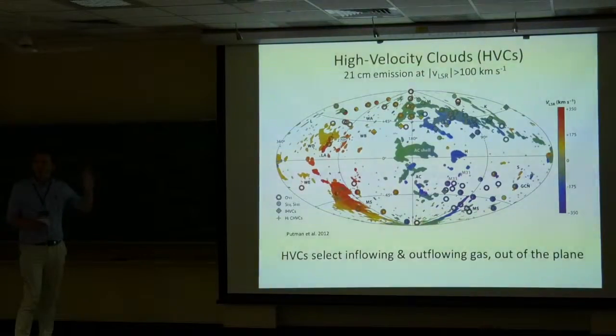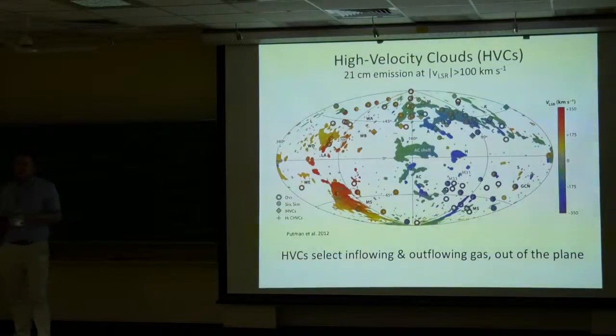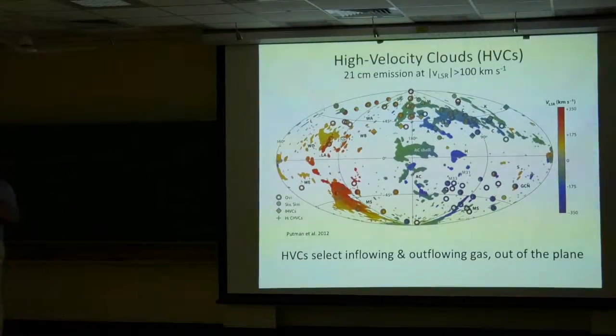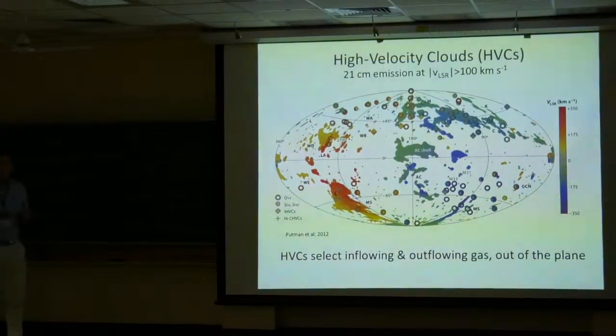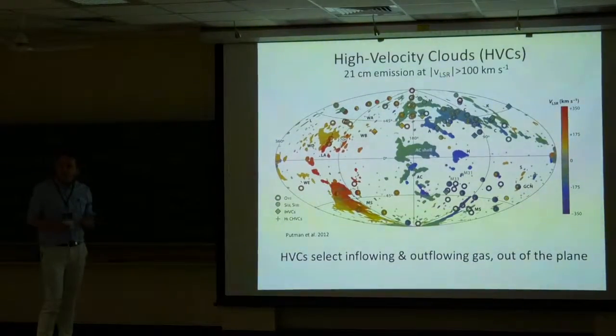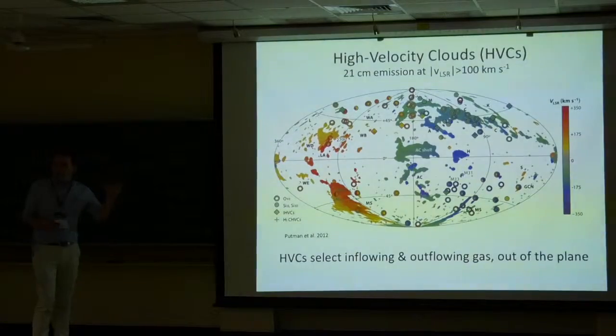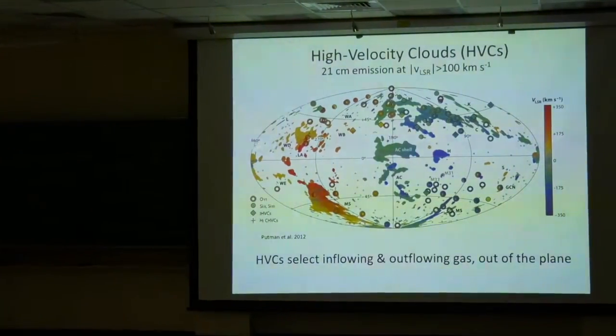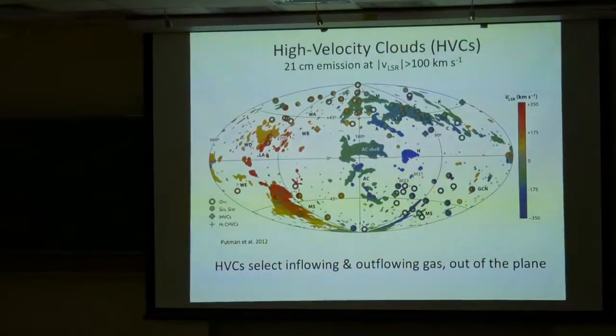There's a lot of material moving away from the galaxy. Some of this is at several hundred kilometers per second. So this can mimic what a galactic center or a Fermi bubble component could look like. So we have to spend some time discussing how we discriminate between a Fermi bubble component and a general high velocity cloud component. And I'll be talking about that as we go on.